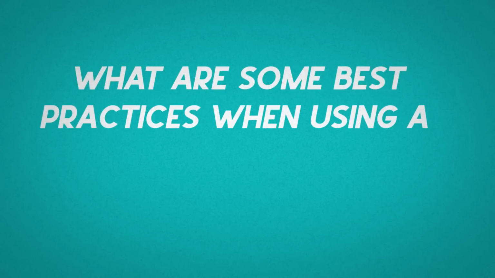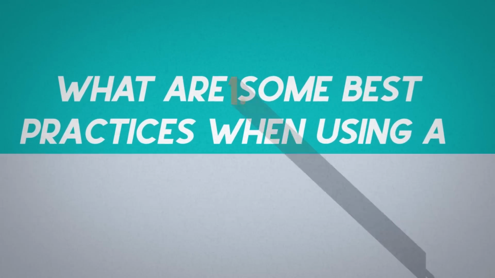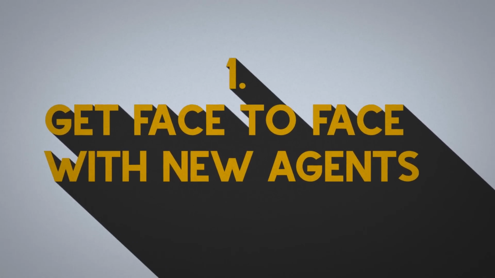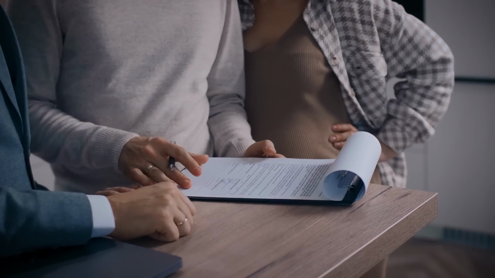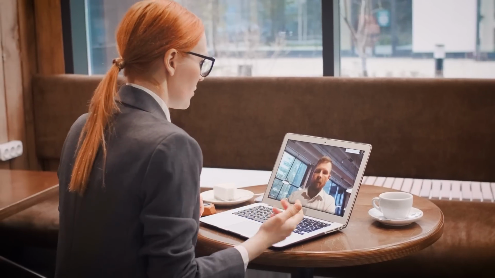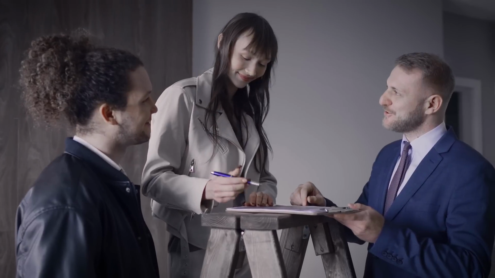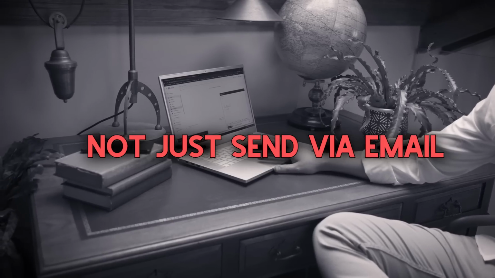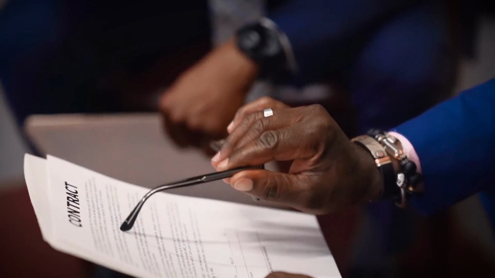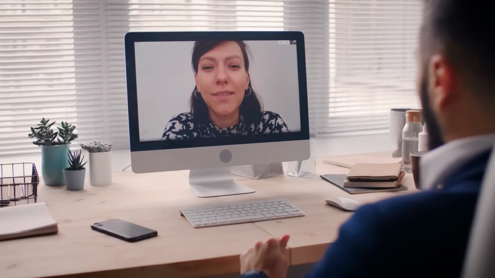What are some best practices when using a sales commission agreement? First thing is get face-to-face with new agents. Anytime you're presenting a contract or a legal document, it's good to either be on video call or in person and not just send it via email. Especially long documents, you really want to see if they have any issues as they're reading the document in front of you. That way you can take any disagreements they have, you note them down, or you answer any questions they have, and you can avoid getting ghosted that way by just going through your agreements step by step in person. And that also includes video call.